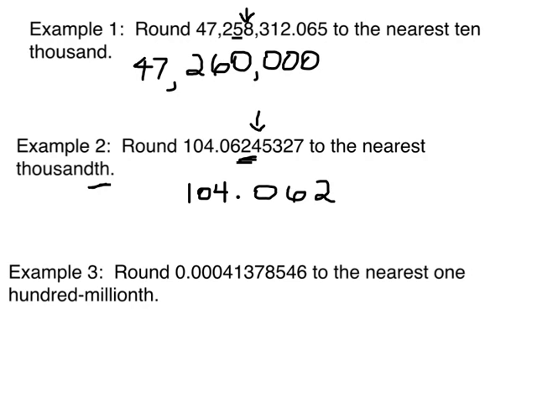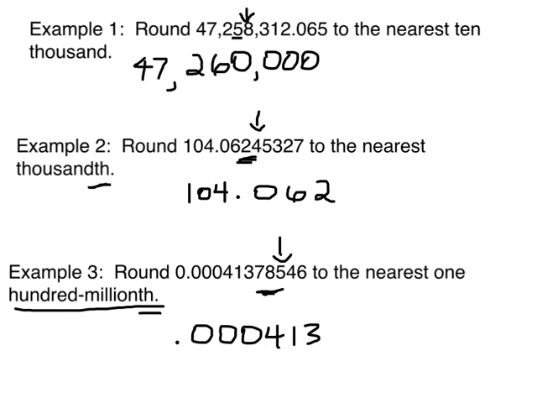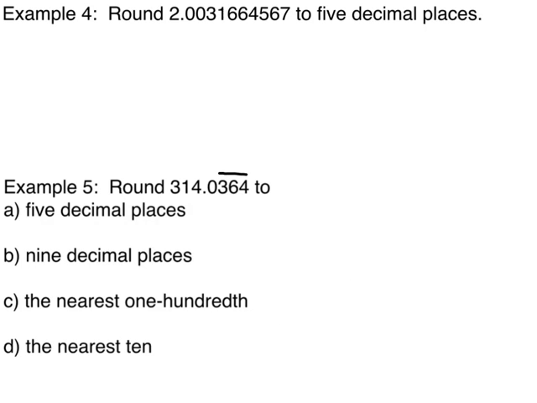In example 3, we're going to round to the nearest 100 millionth. Notice that TH, so let's start counting. Tenths, hundredths, thousandths, 10,000ths, 100,000ths, millionths, 10 millionths, 100 millionths. So that's where we're going to underline this 8, and we're going to put an arrow at the 5. We can see that's a 5, so we're going to round the 8 up to a 9, and then we will be finished. And that's it.